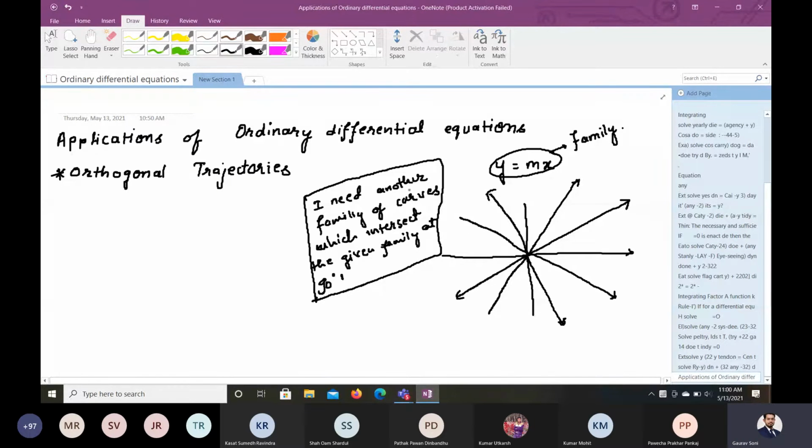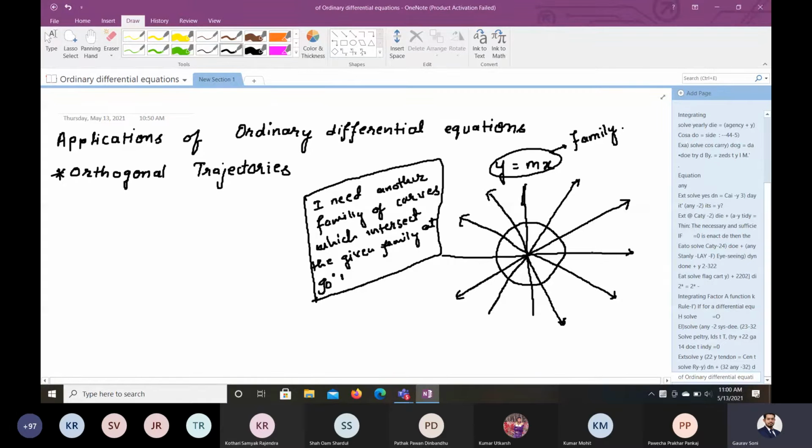Can you think of any curve which will intersect each and every line at 90 degrees here? So a circle with the radius as origin and the center as origin. Yes, exactly. So if I draw a circle over here, this circle will intersect each and every line at 90 degrees.